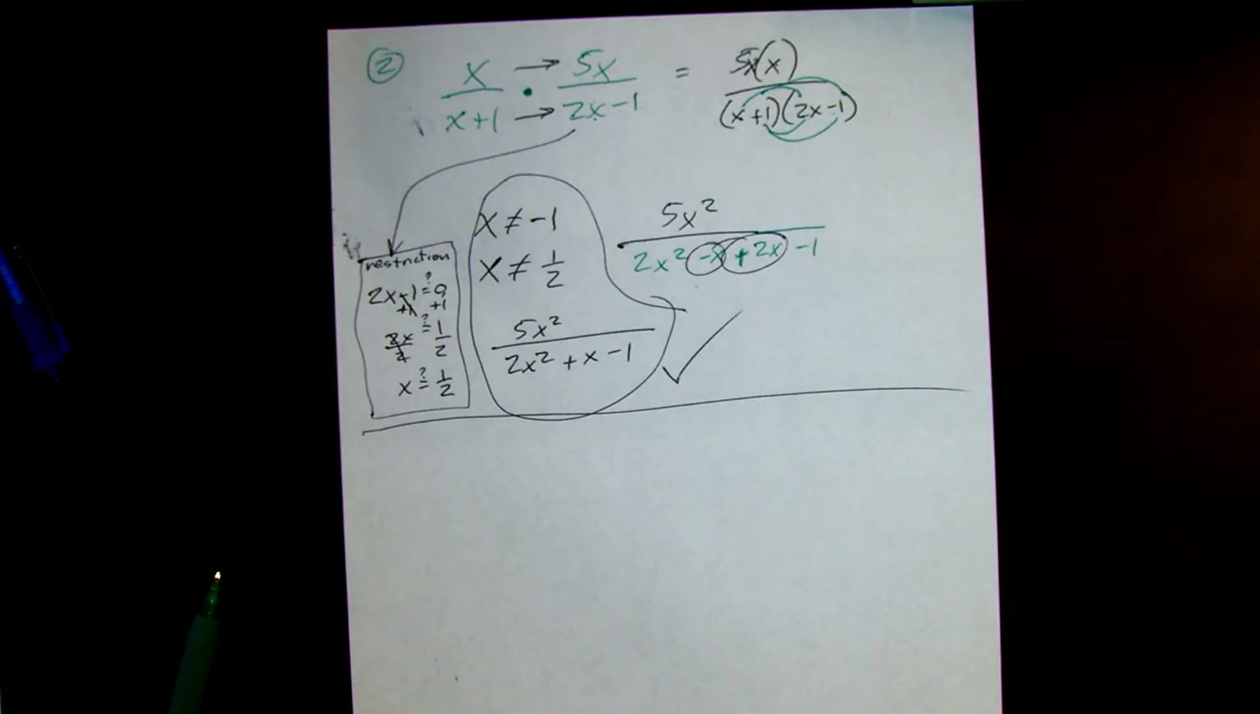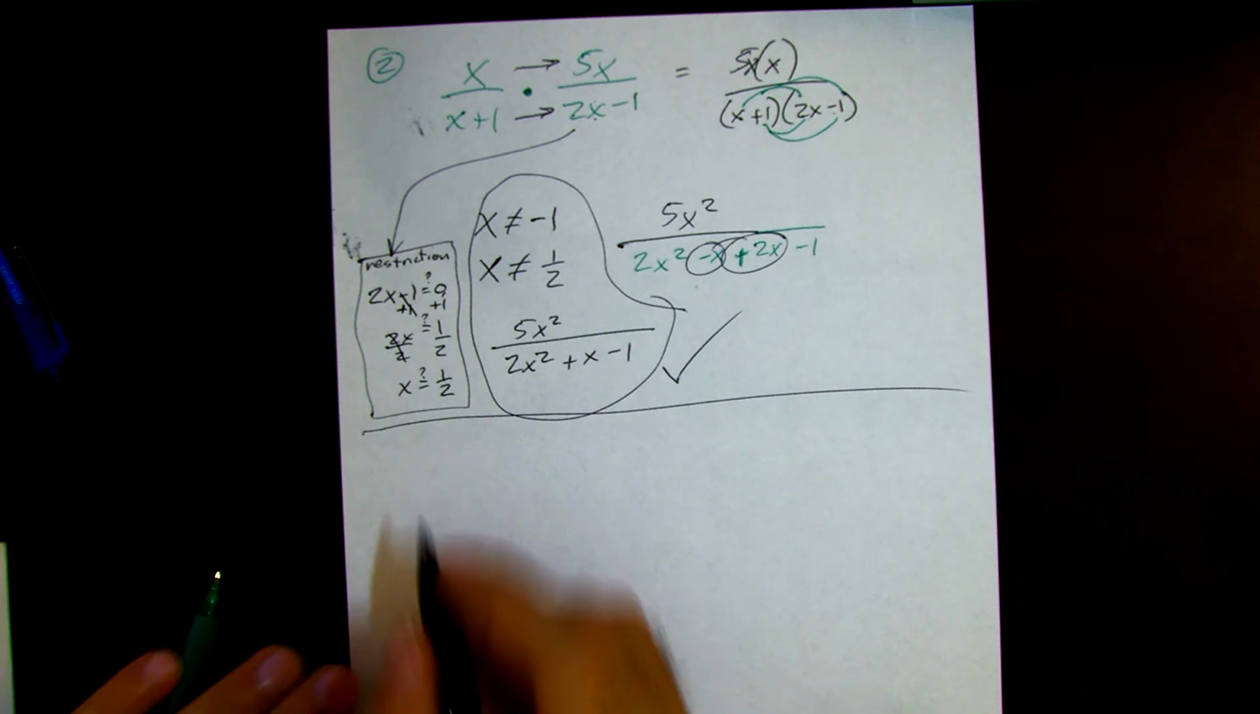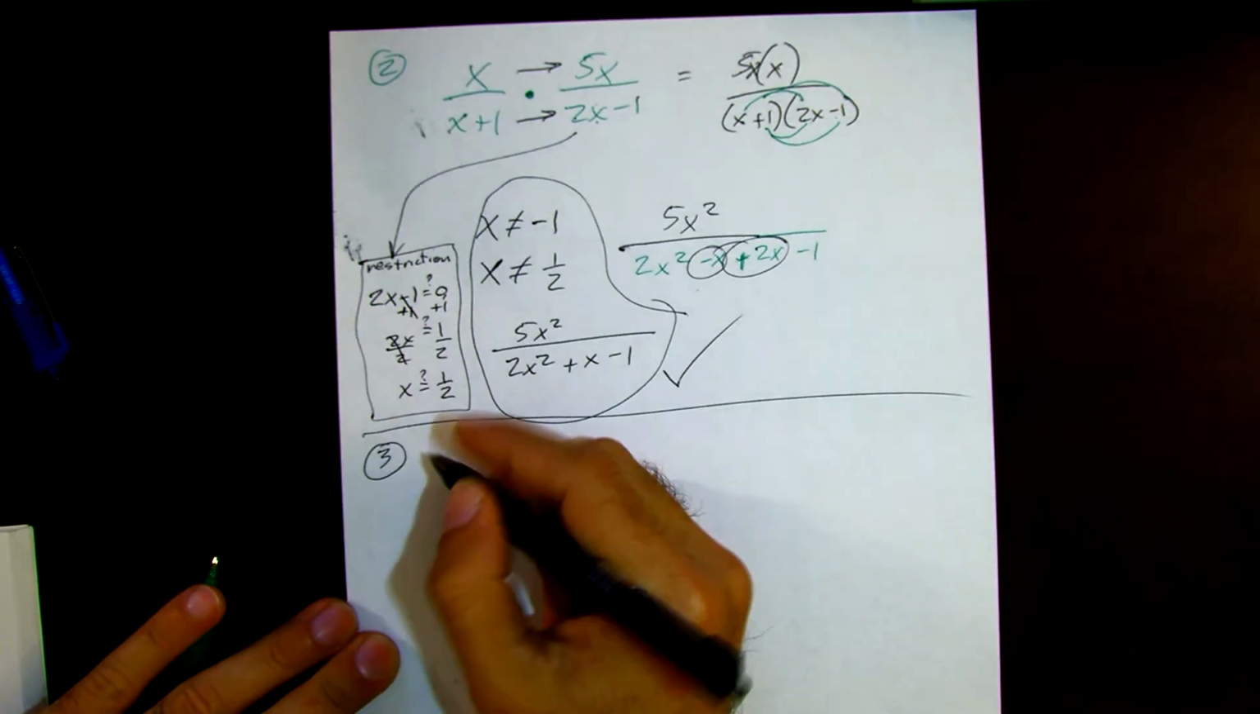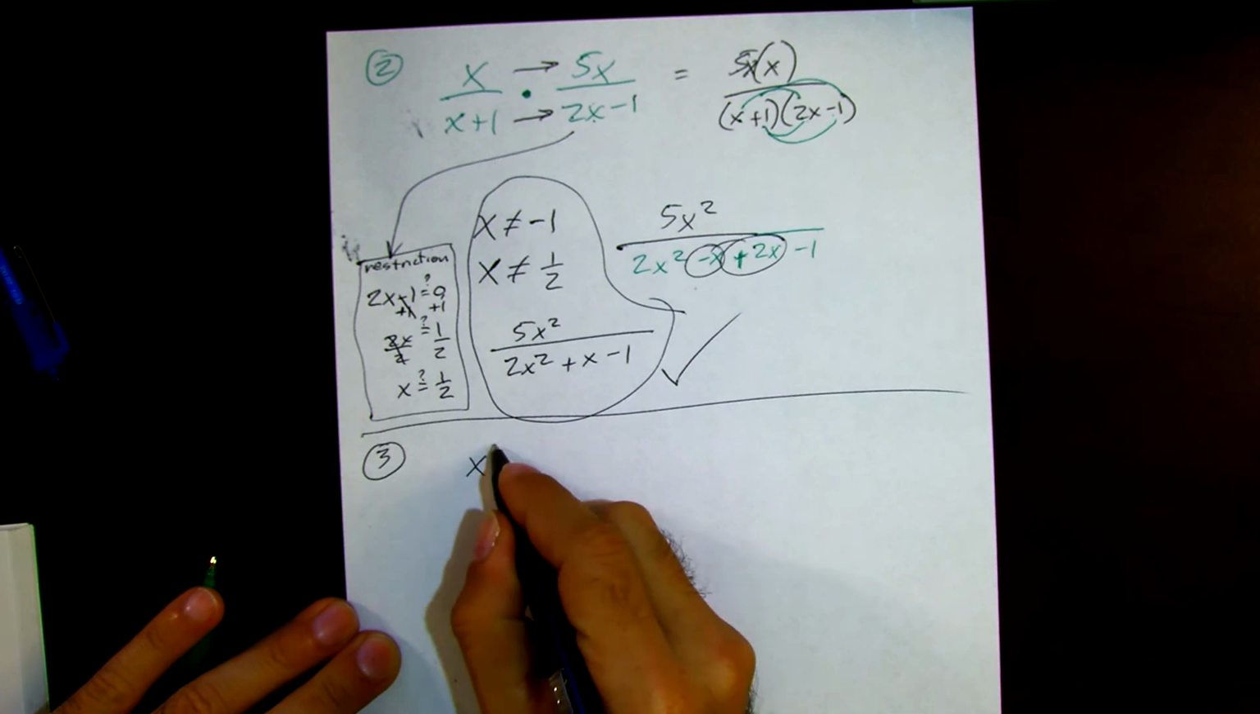All right. Next, here we go. Number 3. Number 3 is dividing. So we have x. Oh, wait a minute.